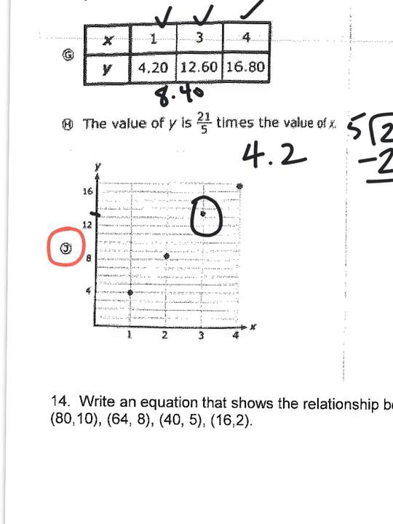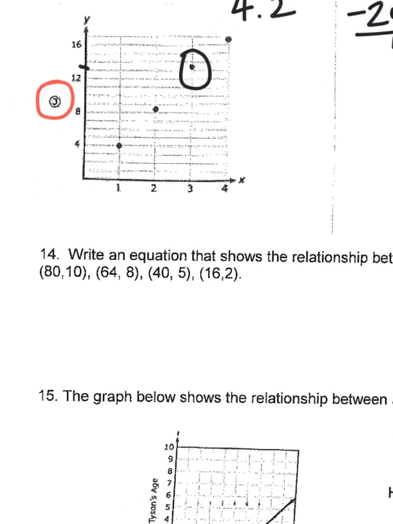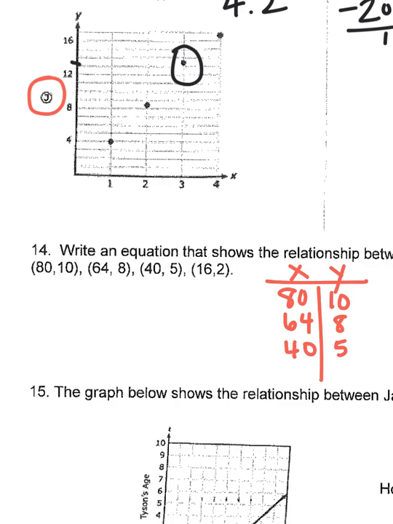Okay, it says write an equation that shows the relationship between the following coordinates. Questions like this show up on WSRs a lot. Just saying. Make a table X, Y. We have 80, and now we're at 10. 64, and now we're at 8. 40 and 5. So hopefully, if you learn your multiplication and division facts, you see that we are taking X and we're dividing by 8 to get Y.